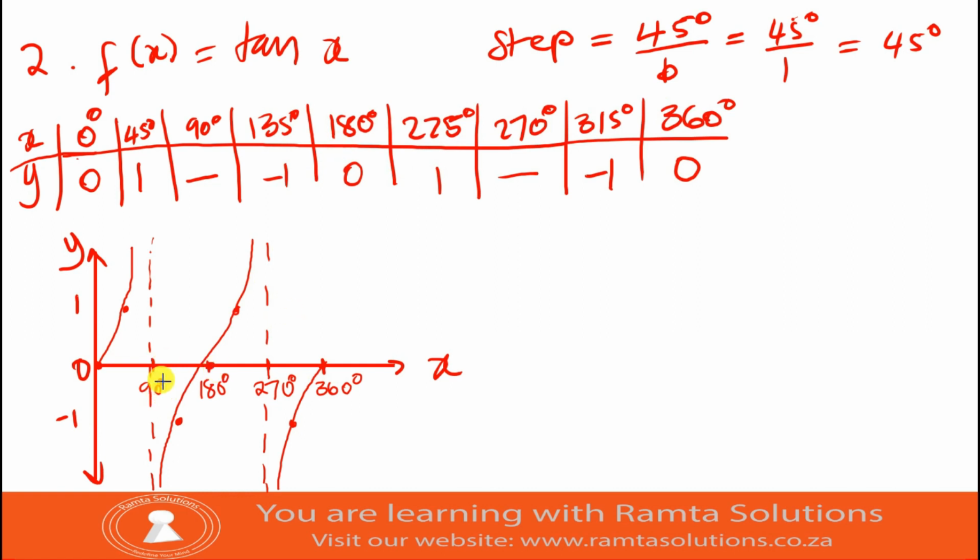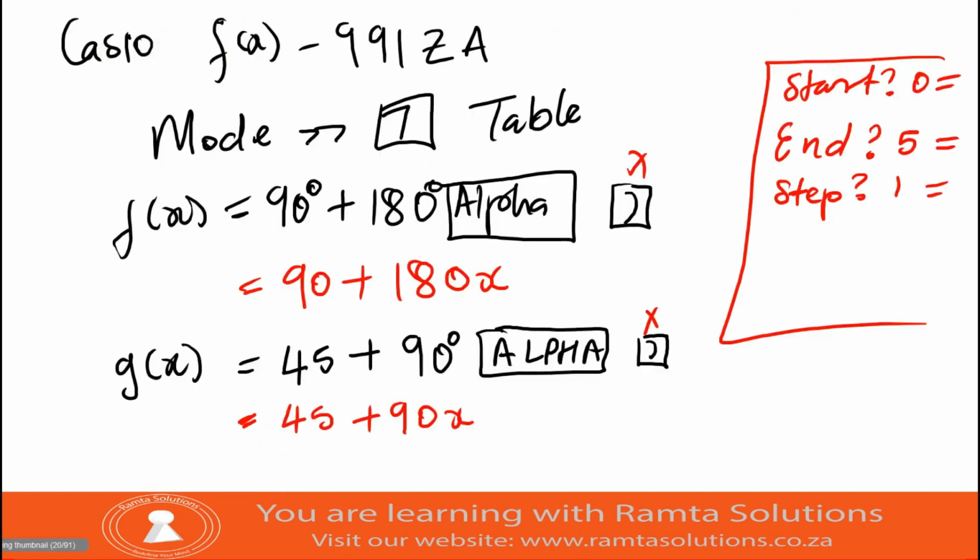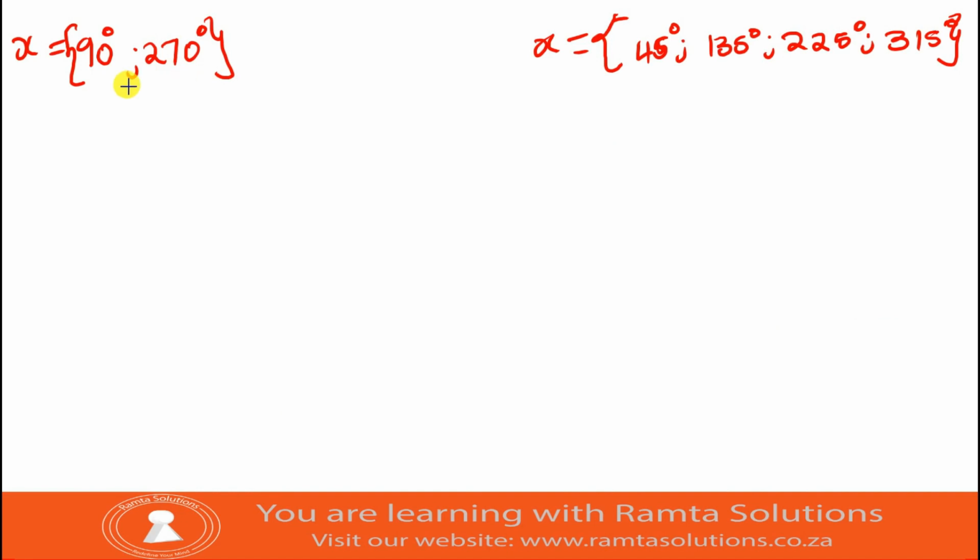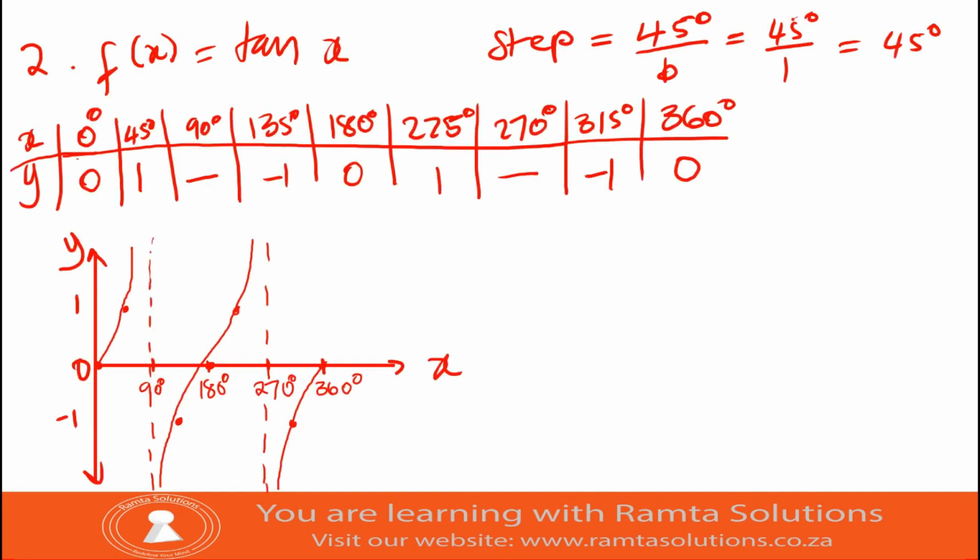As you can see, the first asymptote is at 90 degrees. The second is at 270 degrees. Let's confirm. Yes, this is what we said. Can you see that? Perfect. Now we can proceed to find the g of x.